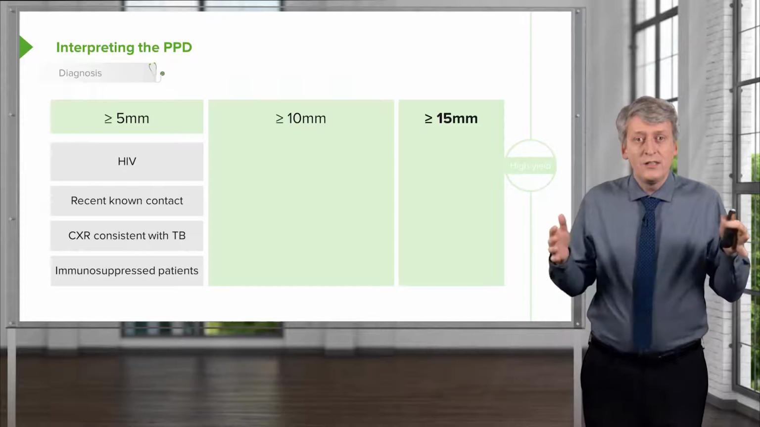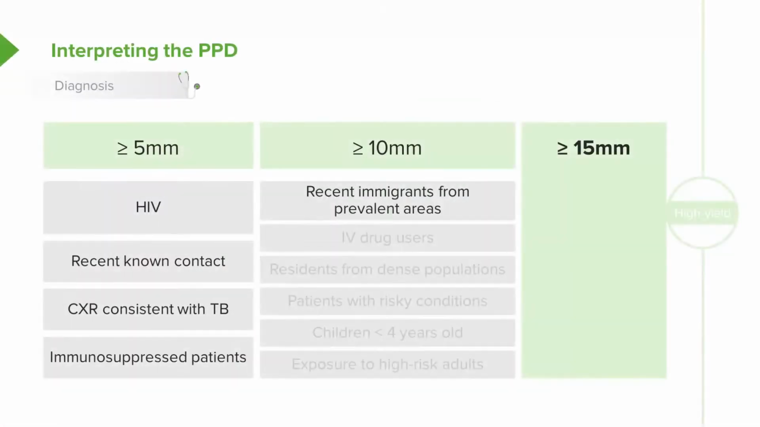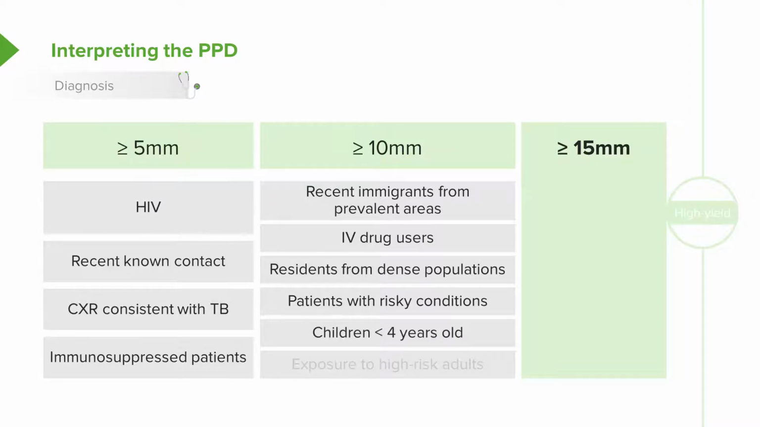For most of us, 10 millimeters is the cutoff. This is true for patients who are recent immigrants from prevalent areas, for IV drug users, for residents from dense populations such as cities, for patients with any risky condition where we worry this could be tuberculosis, for children who are less than 4, and for anyone who's exposed to high-risk adults, such as prisoners, healthcare workers who specialize in TB, etc. Then there are some people for whom more than 15 is considered abnormal. We allow a little bit more space.